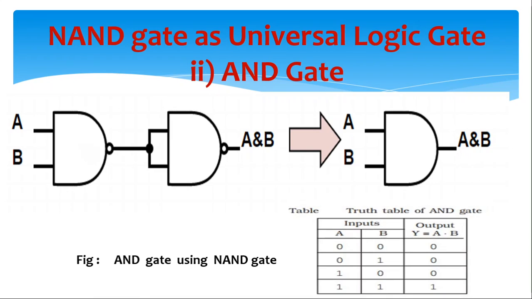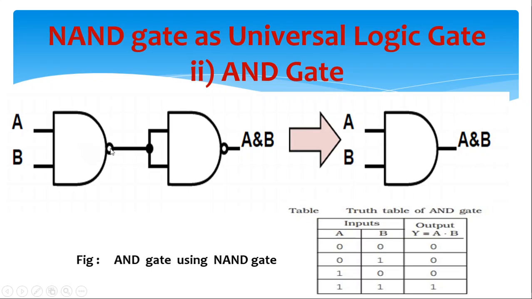Then AND gate using NAND gate. Let us now consider the construction of AND gate using only NAND gate. For constructing AND gate, two NAND gates are required. The first NAND gate provides complement of A and B. That means here the output of first NAND gate will be A into B bar, that means complement of A into B.